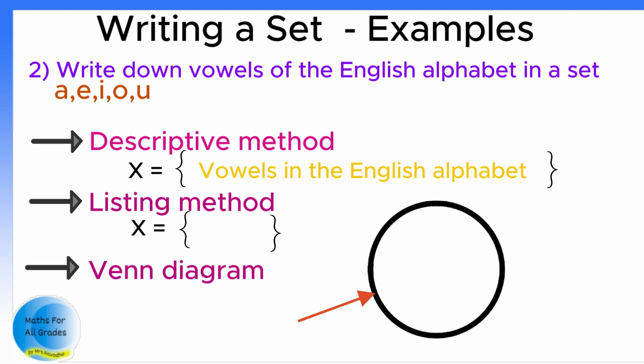X equals, open a curly bracket, A, E, I, O, U, and then close the curly brackets. When you represent this set in a Venn diagram, draw a circle and then write down all elements inside it. Remember, we don't use commas here in the circle. Then name it using a capital letter. I'll take X because this is the same set we are writing in three methods.